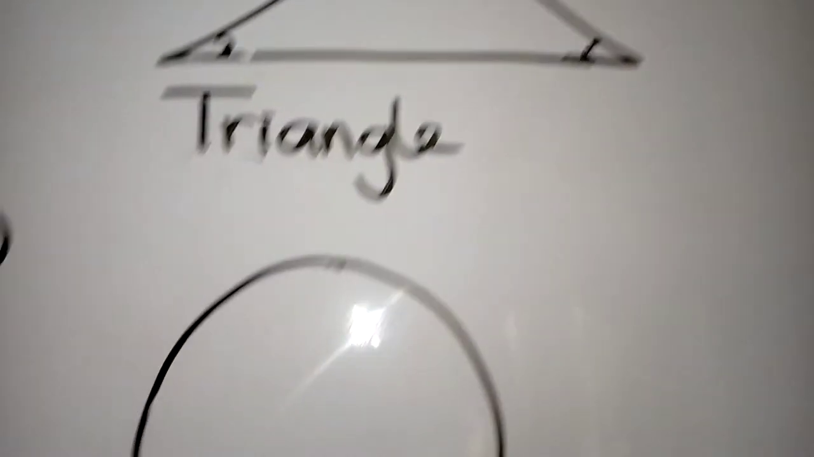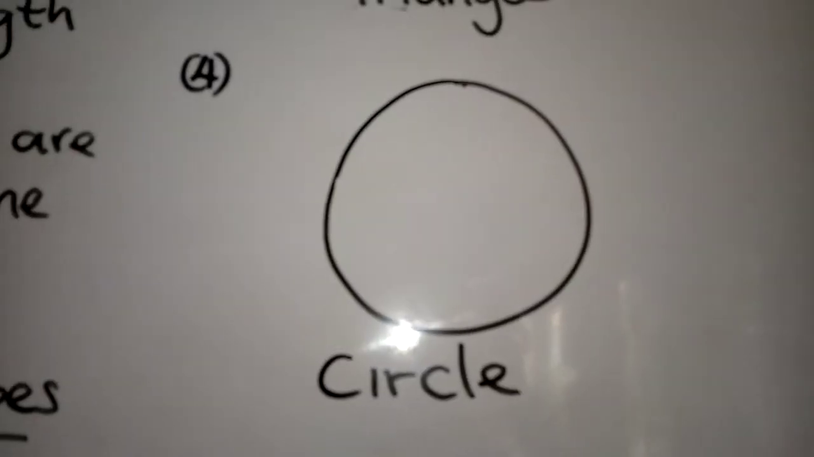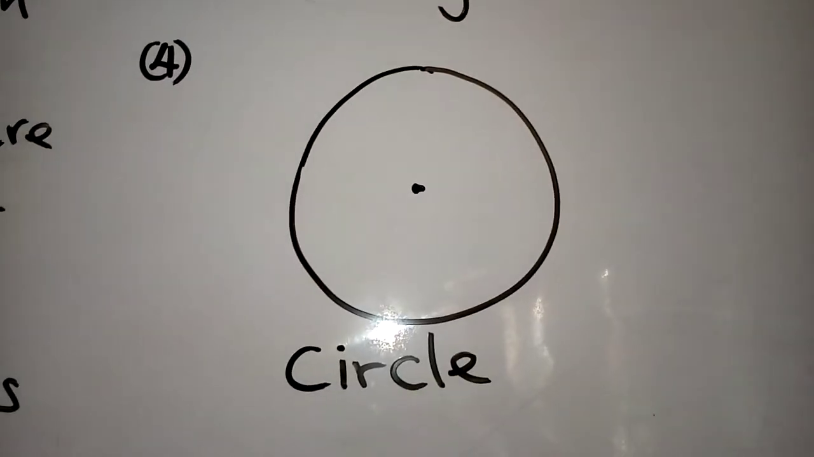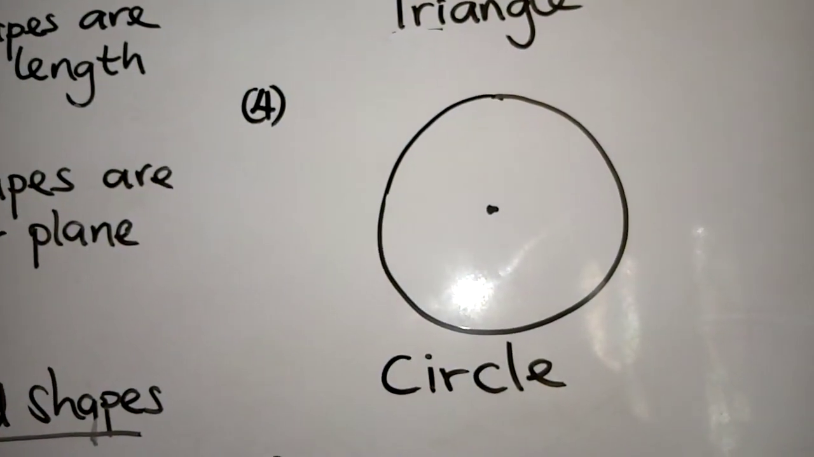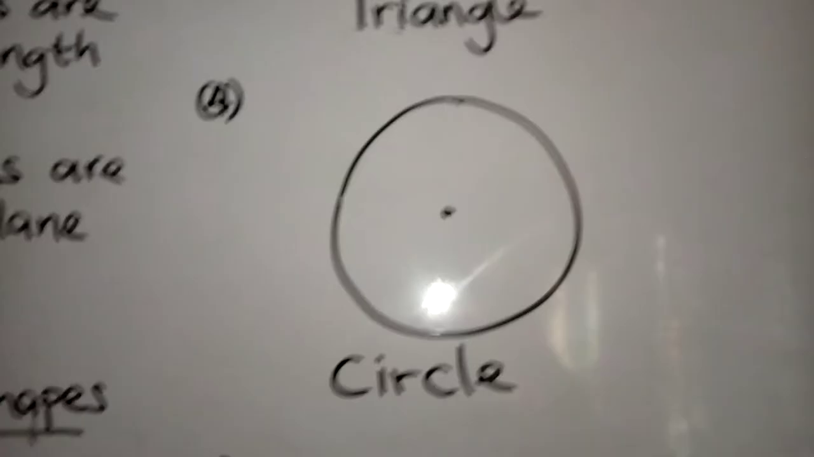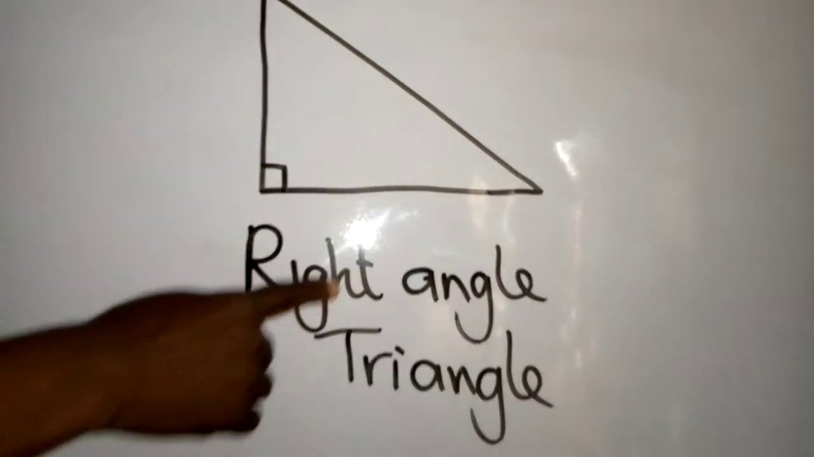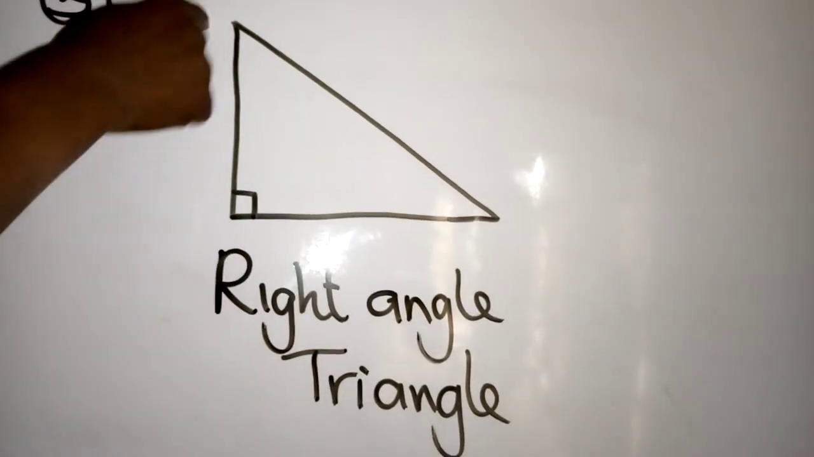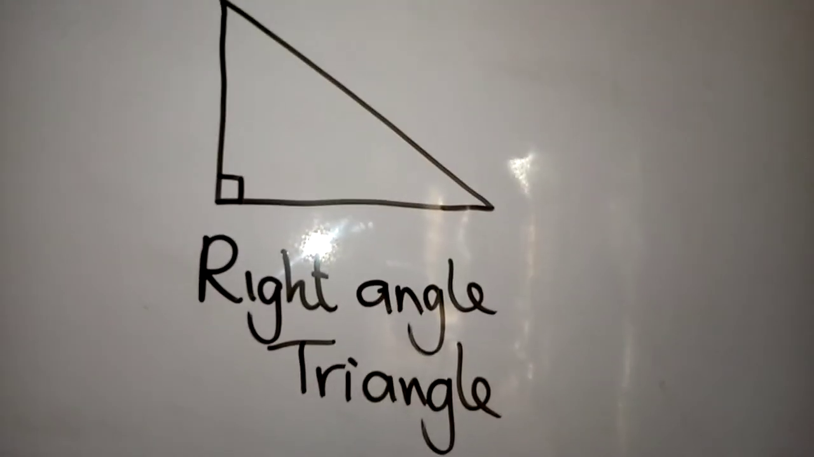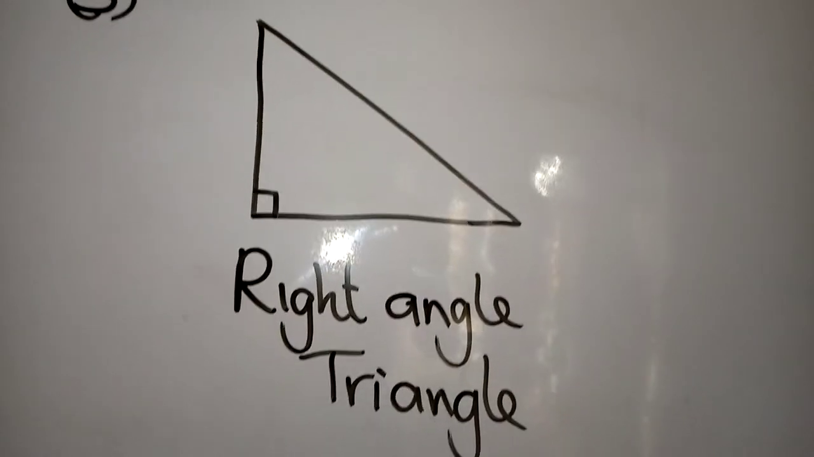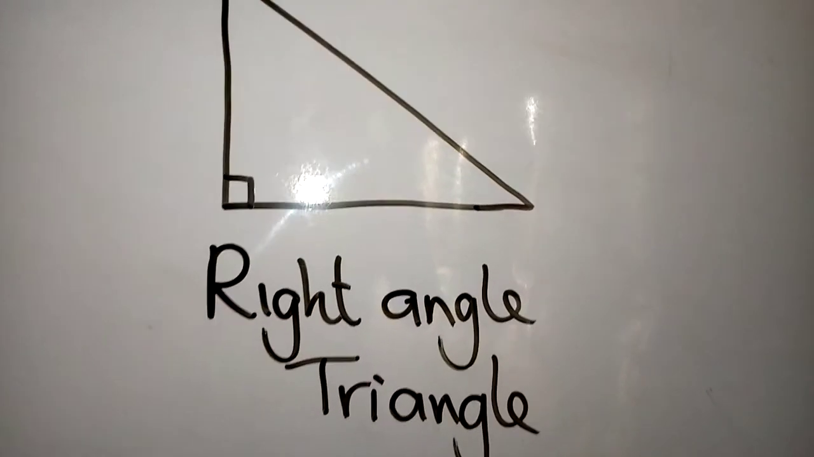We go to a circle. A circle does not have any angle, but a circle has a center. This is the center of the circle. Then we go to the next one, the right angle triangle. A right angle triangle has three sides also. So we have talked about two-dimensional shapes.